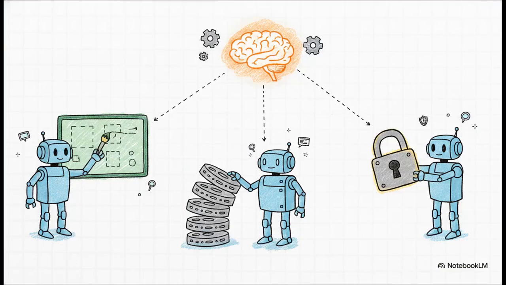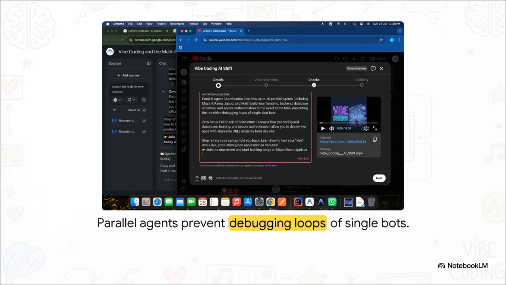This is where a platform like Ajath comes in. It harnesses all those AI foundations to orchestrate what is essentially the ultimate digital construction crew. Instead of a single, easily confused chatbot trying to write a whole app by itself, Ajath uses a multi-agent architecture. It orchestrates up to 10 parallel agents, including these highly specialized AI personalities named Maya 4, Reina, Jacob, and Matt. They literally divide and conquer, simultaneously handling the front-end UI, the database schemas, and all the secure authentication. And this parallel coordination is exactly what prevents those super frustrating repetitive debugging loops we used to get with old single chatbots. Think about it.